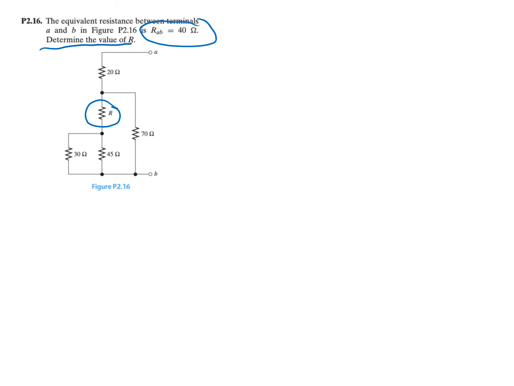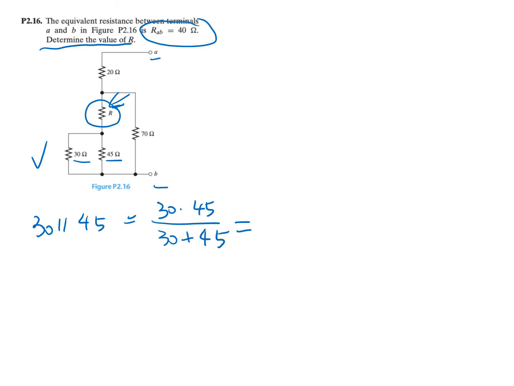Even though we don't know what R is, we can still simplify the circuit as we did for previous questions. So let's assume that this is R, and this is terminal A and B. As always, we start from a point that's away from the two terminals. For example, we start from here. So we have a 30 ohm resistor and a 45 ohm resistor connected in parallel. So that's 30 parallel with 45. That's 30 times 45 over 30 plus 45. And this is equal to 18 ohm.